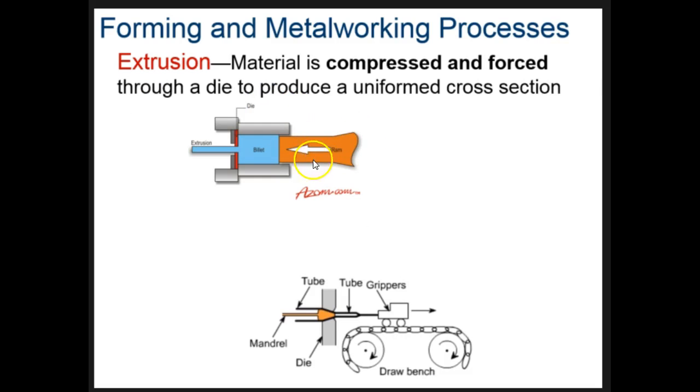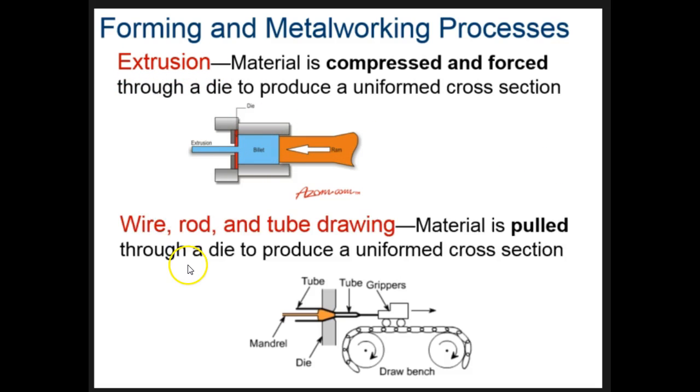Extrusion is where I have a material over here, this is the material, and they take what's called a ram and they push the material through a small opening here called the die. And what you end up with on this side is a uniform size that's much smaller. The important thing to realize with extrusion is that you're pushing the material through. It's different than drawing, because drawing is basically exactly the opposite.